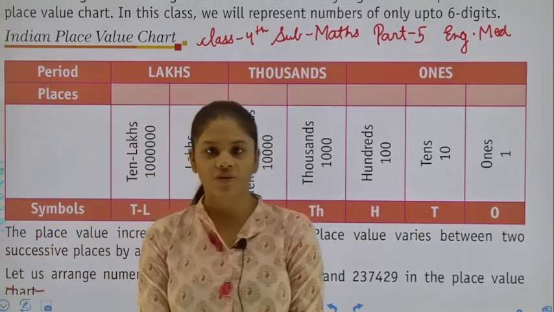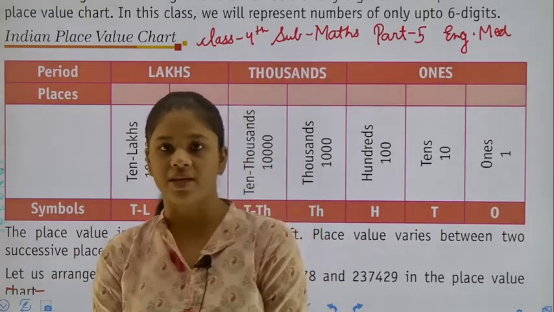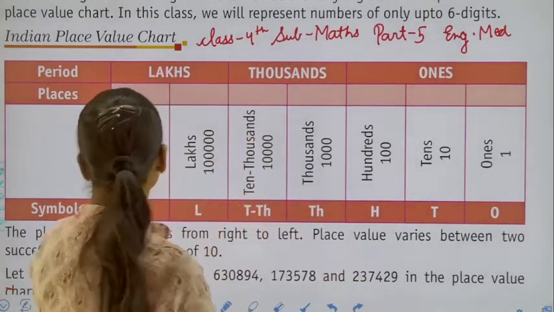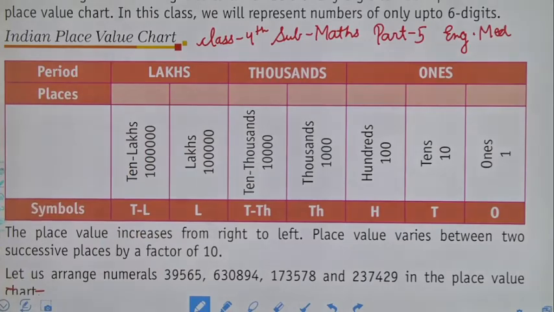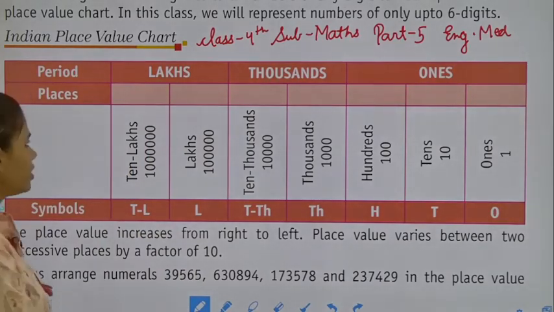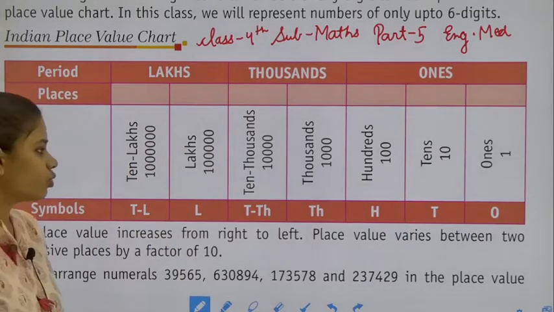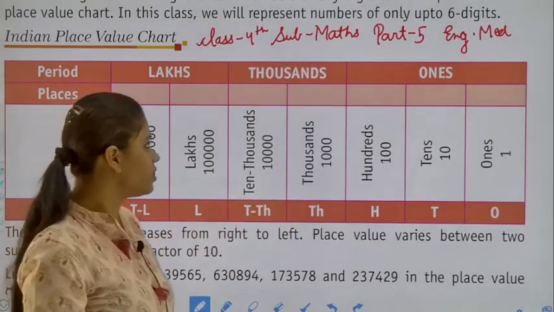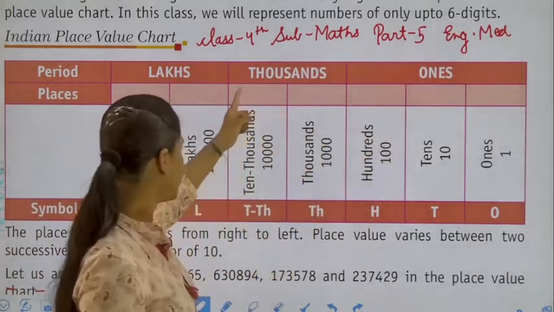In our previous video, we had already completed exercise 2.1. Now today we will start from the Indian place value chart. Let's start with the place value chart. Students, you can see in this table, this is ones, thousand and lakhs.